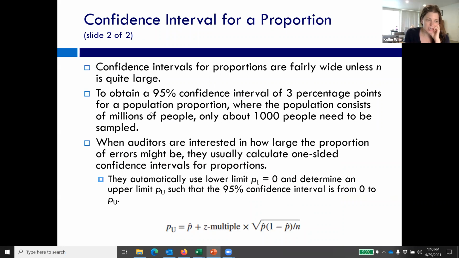If you want to get a 95% confidence interval within 3 percentage points for a proportion, you need about 1,000 people if the population consists of millions. When auditors are interested in how large their proportion of errors might be, they switch to one-sided confidence intervals. They use the lower limit as zero, and then determine an upper limit so that the 95% confidence interval is from zero to the upper limit.